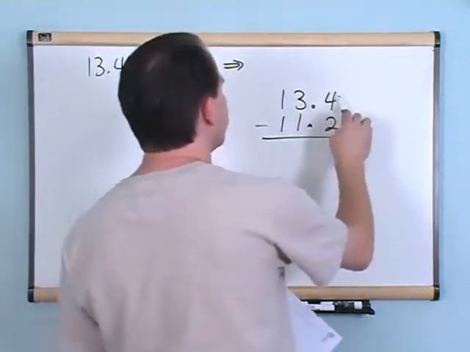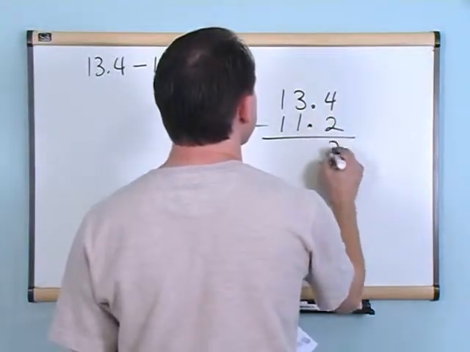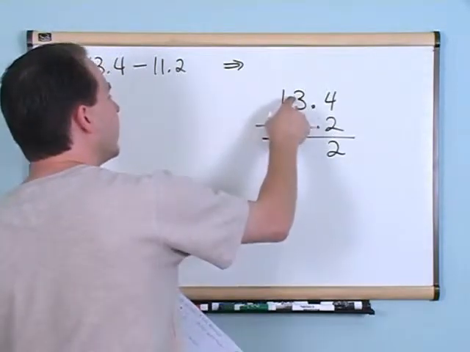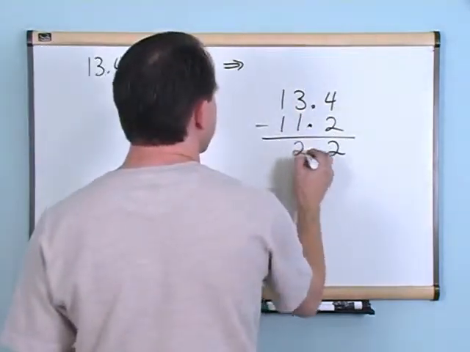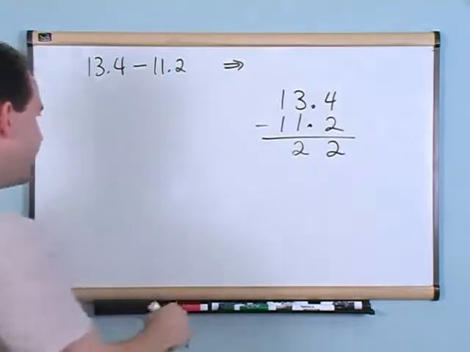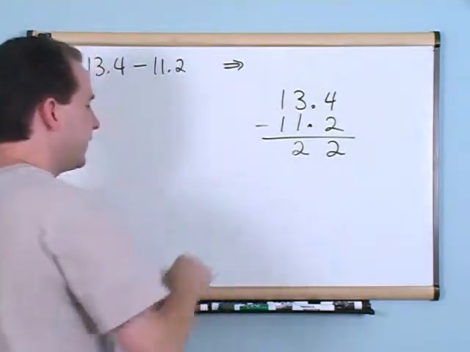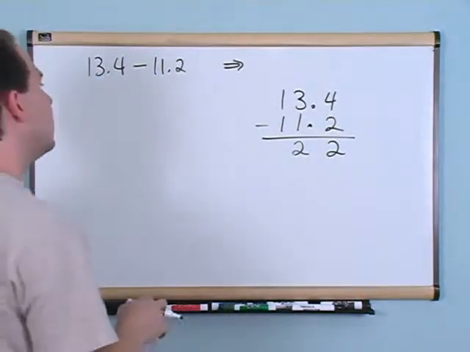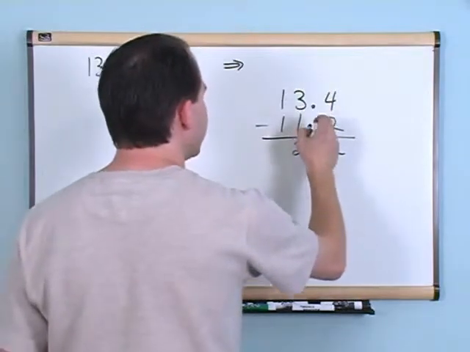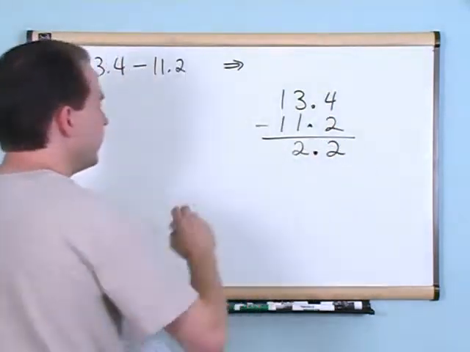Start in the right column. 4 minus 2 is going to give me 2. 3 minus 1 is going to give me 2. And 1 minus 1 gives you 0, but you don't need to write that because that's a leading 0 here. You never have to write those down. Then you just take your decimals, which are right here, and you drag it down. You put it right between these two numbers.